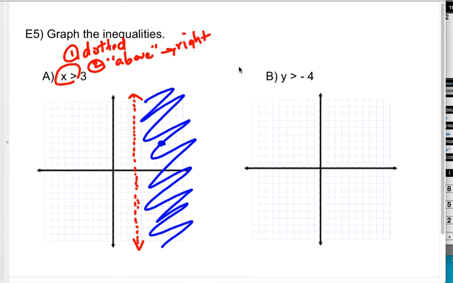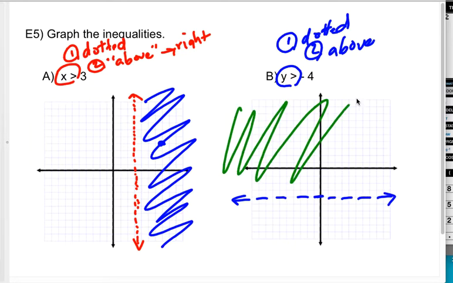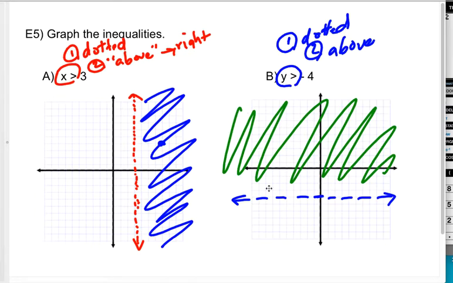Here we have y is greater than -4. Again, I see that this is going to be a dotted line because it doesn't have an equal to. And then I see that it's going to be shading above, and because it's a y line, it is going to be horizontal, and there will be an above. So I go to -4, and my dotted line or my dashed line is supposed to be horizontal right here, despite my inability to draw things. And then I'm going to shade above that, so that's going to be this window up here. And again, you don't have to shade every possible square. I get the gist that you're shading above the line.